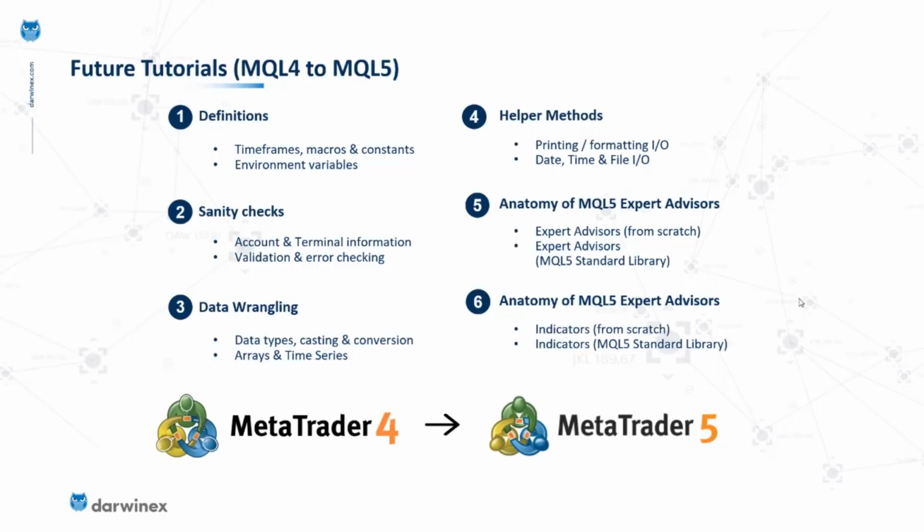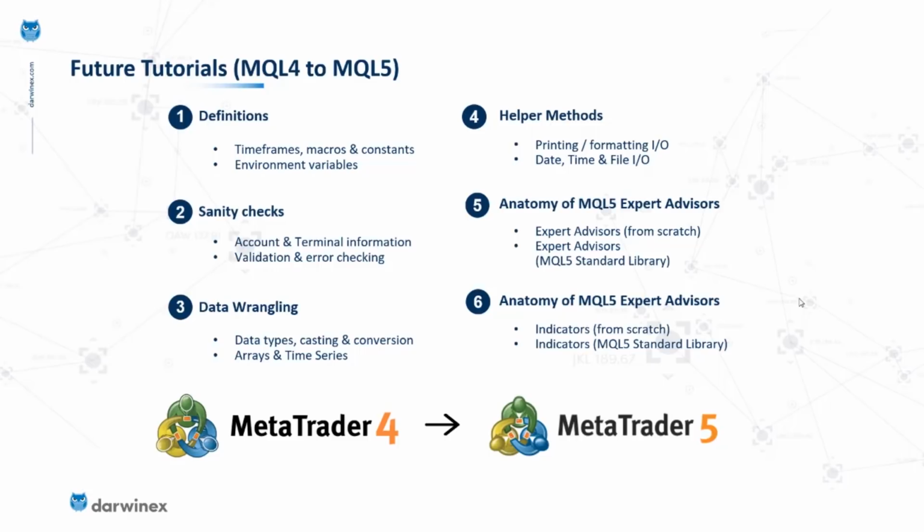Future tutorials will cover syntactic as well as methodic differences between MQL4 and MQL5, and will demonstrate each and every difference we cover with source code that we'll either write during the tutorials, or we'll have prepared the code for you beforehand and we will demonstrate it during these tutorials. We'll talk about definitions in terms of timeframes, macros, and constants between MQL4 and 5, the differences therein, and how you can deal with them with source code examples, and also for environment variables.